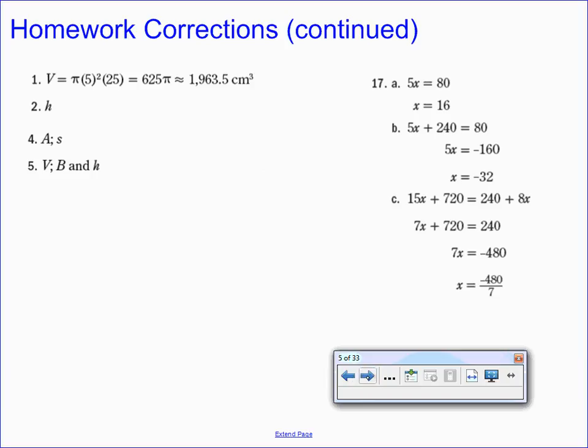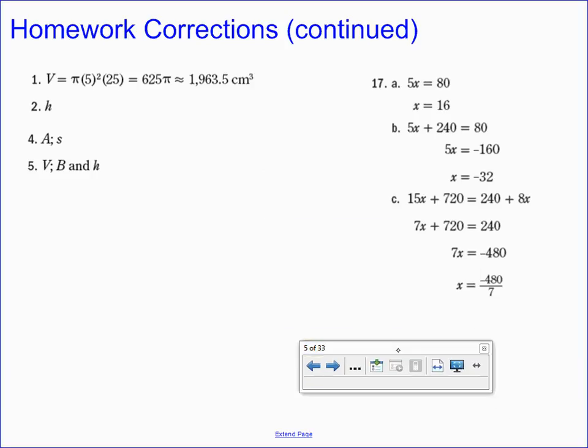Second section, 1-7. B is about 1,963.5 cubic centimeters. 2H, 4A, and then S respectively. 5V, B and H. 17, A, X is 16. B, X is negative 32. Letter C, X is negative 487.